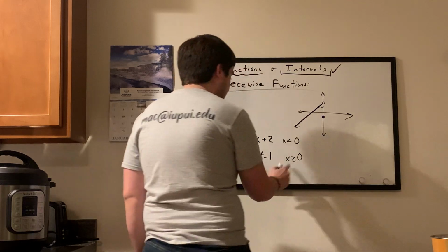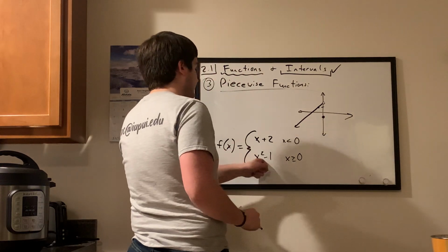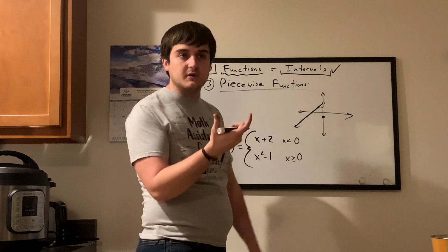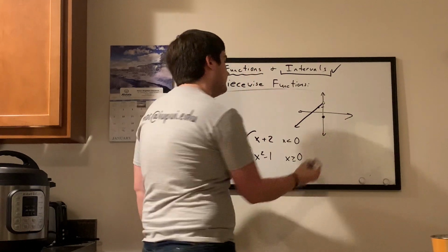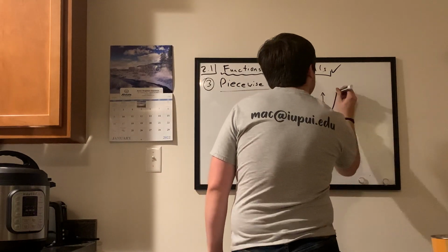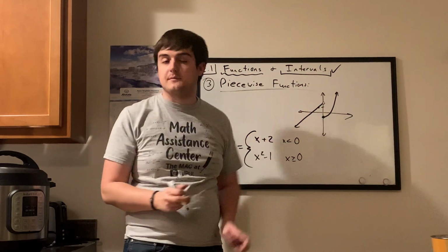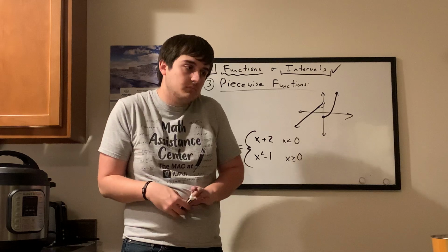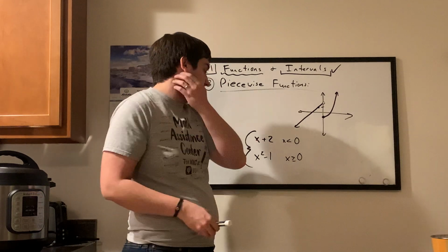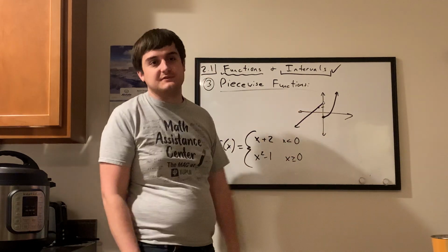Coming back to this, I have a parabola, x squared minus 1. I'm just going to draw the right side of that, because I only have the right side. And so my graph is going to look something like this. Our result looks like this.